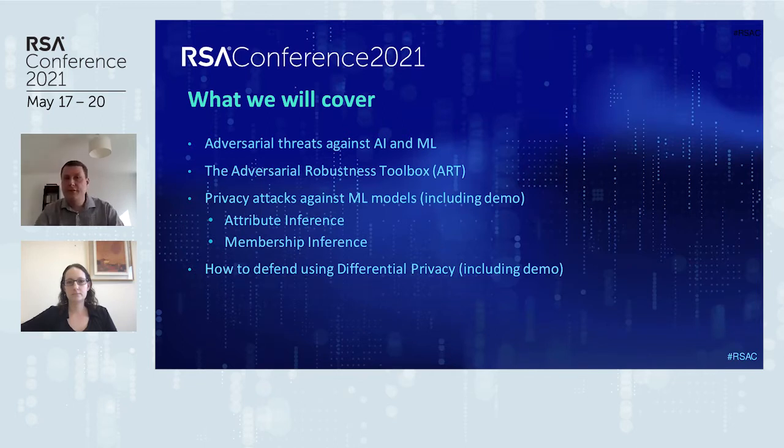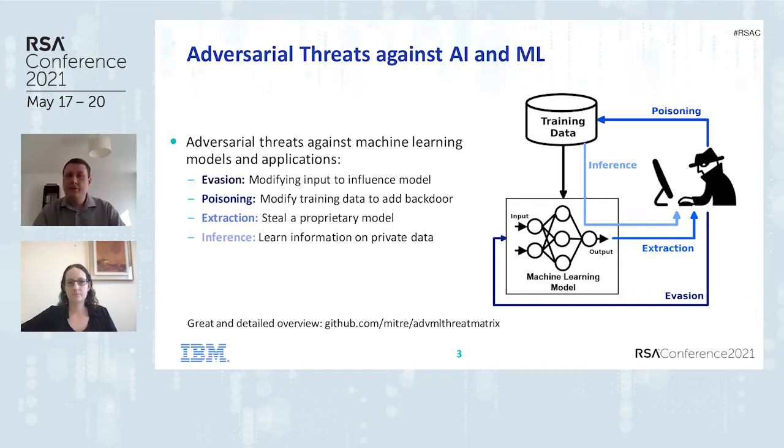The emerging adversarial threats against AI and machine learning can be grouped into four different main threats, which include evasion, poisoning, extraction, and inference. And visualized on this simple machine learning pipeline consisting of training data and the machine learning model that is trained on it, it can be attacked by evasion, the process of modifying input to influence the model's behavior to, for example, misclassify an input. Poisoning describes the task of modifying the training data with the goal to add, for example, a backdoor in a model trained on this training data, which can later be exploited to influence the machine learning model's behavior.